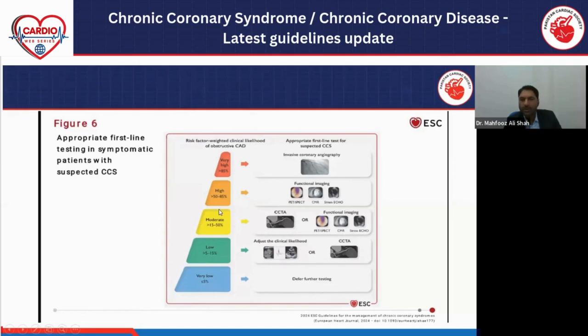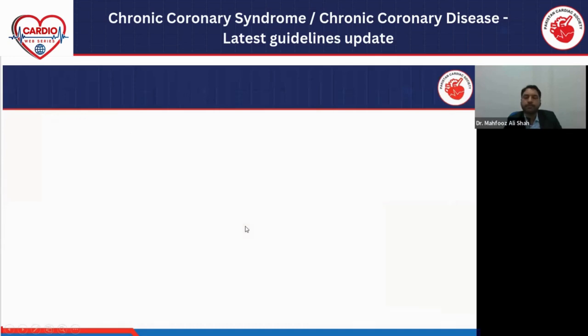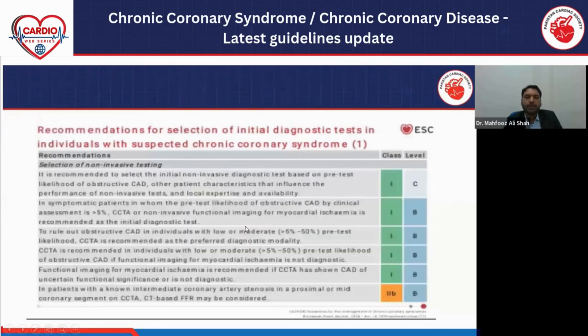the fourth pattern is those patients who have a moderate to high pretest probability. In those patients, we preferably advise a functional imaging pattern, that is PET, SPECT, CMR, and stress echo. And those who are very high risk patients, in them we go directly to invasive angiography. So these are some recommendations from the recent ESC 2024 chronic coronary syndrome guidelines.